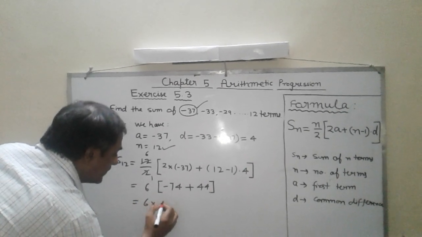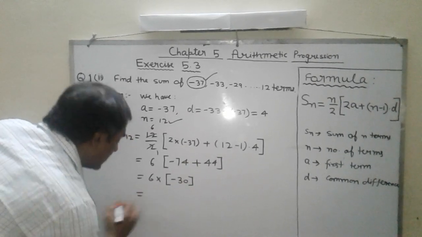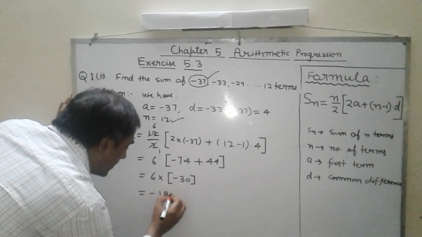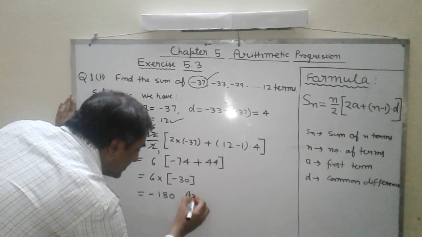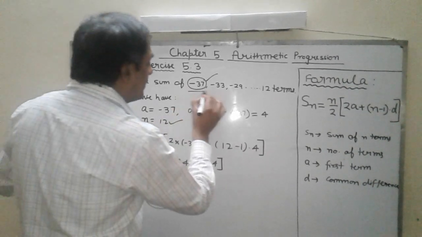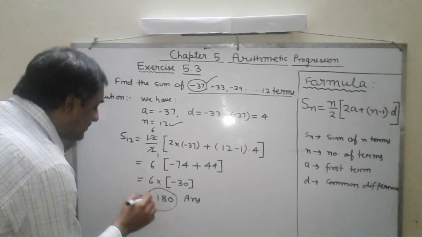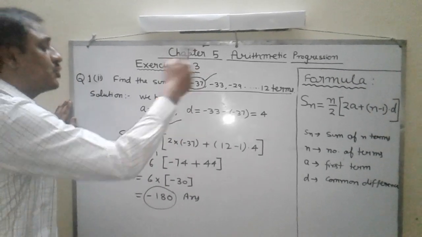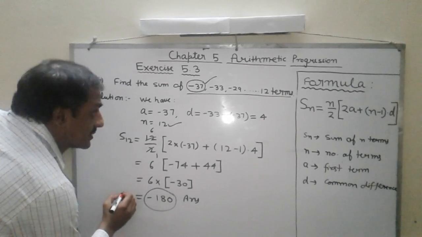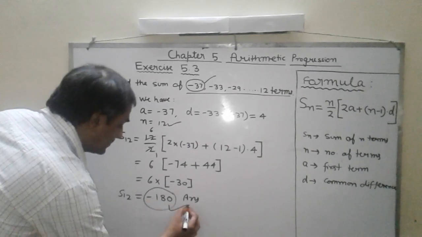6 into minus 30. The product of 6 and minus 30 is equal to minus 180. So minus 180 is the sum of this AP. Up to how many terms? Up to 12 terms. It means minus 180 is the sum of this AP up to 12 terms. So the sum of 12 terms of this AP is equal to minus 180. This is the answer.